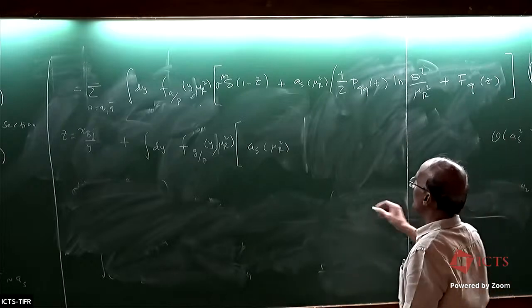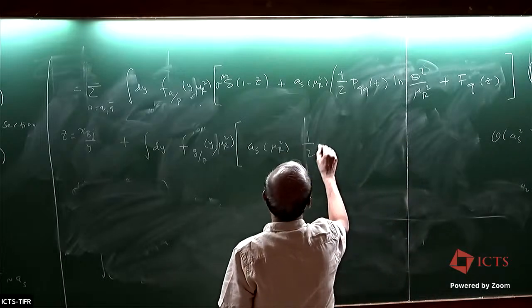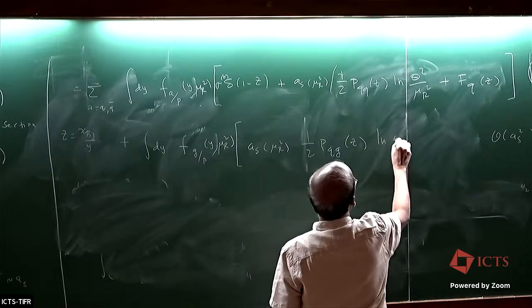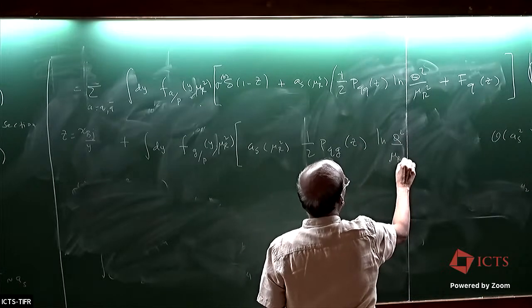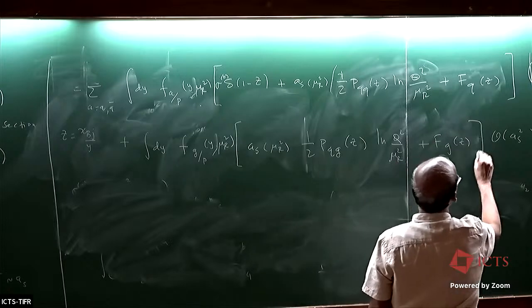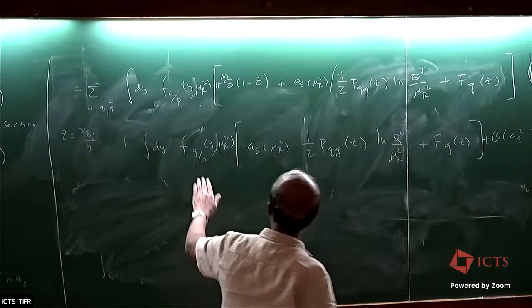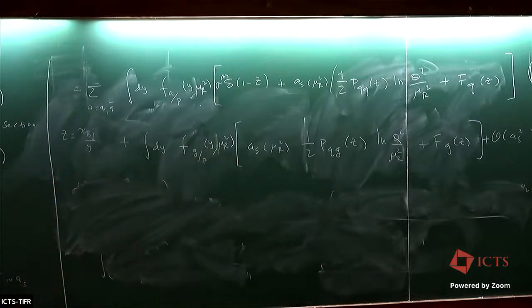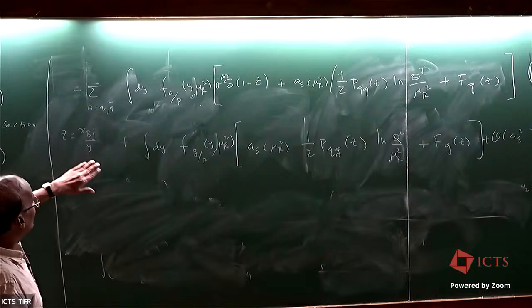It's finite, and similarly here half of PQG of Z log of Q square over mu r square plus FG of Z. Okay, so this is a finite answer. Everything is sensible. I can use this formula for some reason. I will come back to this a little later, because Abhay showed something very interesting about scaling violation and things like that. I'm going to show something using that actually.